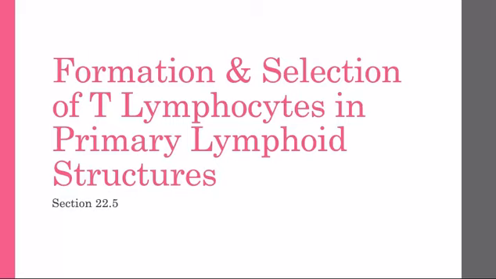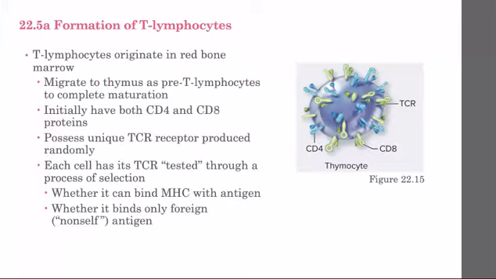Hello and welcome to this video on section 22.5 on the formation and selection of T lymphocytes in primary lymphoid structures. So we know that our T cells are going to originate in the red bone marrow, and like we said in the last section, they then travel over to the thymus as our pre-T lymphocytes so that they can complete their maturation process. Initially, they're going to have both of the CD4 and CD8 proteins, and through the process that we are about to discuss, we will select one or the other.